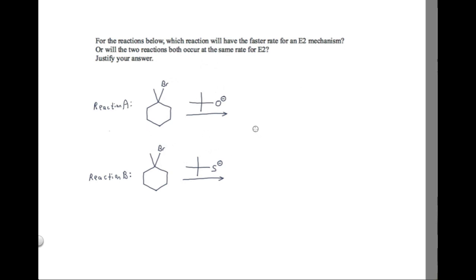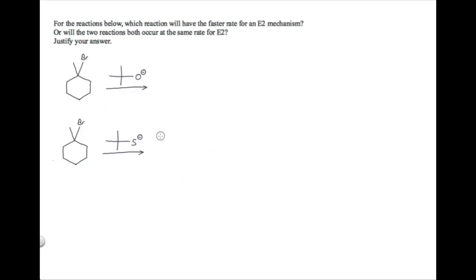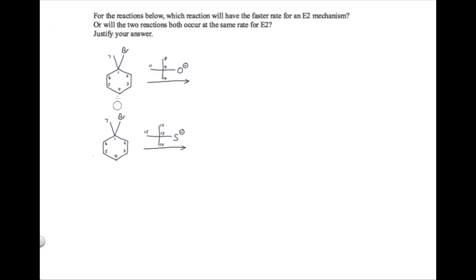Now let's go through the solution to this problem together. I'll start by numbering the carbons. I gave these two molecules the same numbers because they're the same molecule and because our whole purpose here is to compare these two reactions. Now, we're already given the formal charge. We do not need to use the table to figure out the mechanism because the mechanism is given in the problem. So we know that the mechanism here will be E2.